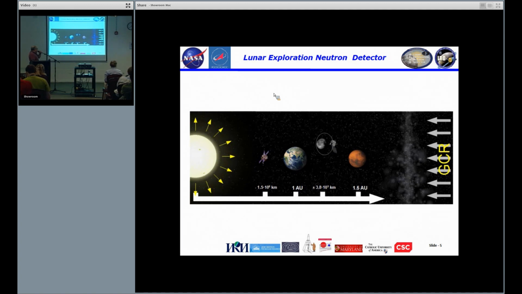This is Mars, and on board Mars Odyssey there is a neutron detector which is quite similar to what we have on LAND, besides that it doesn't have a collimator. So we will also analyze this data. And finally there is ACE. ACE is at the libration point, and it measures protons with energy of 100 MeV and up.